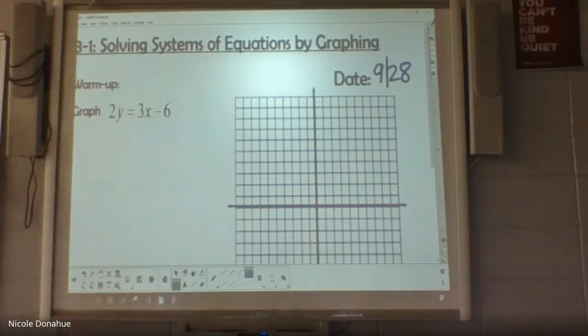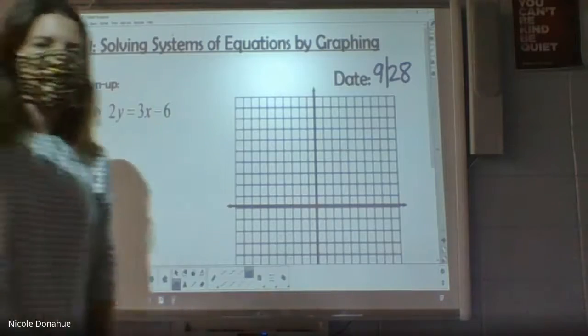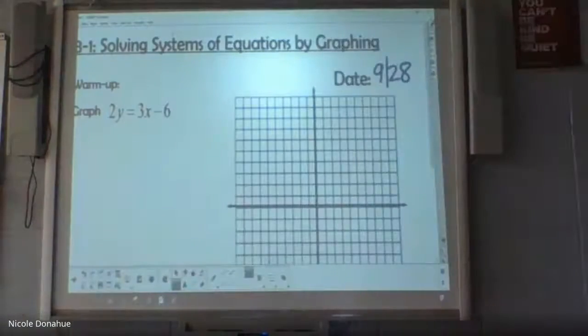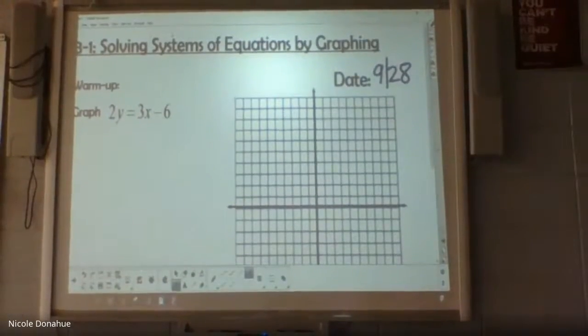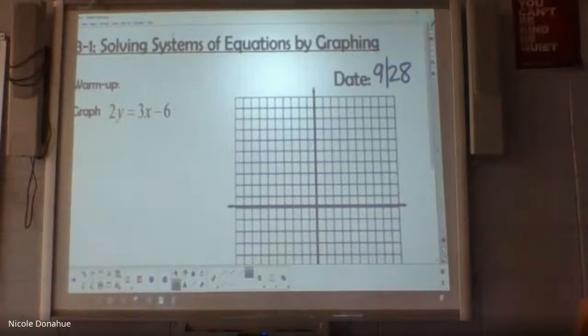Okay, so guys, starting a new chapter, we're talking about systems of equations. So again, a lot of times you're going to feel like Algebra 2 is just a review of Algebra 1, because a lot of times it is. So this is definitely one of those sections that is the case for that.